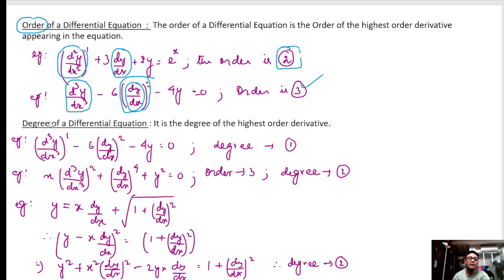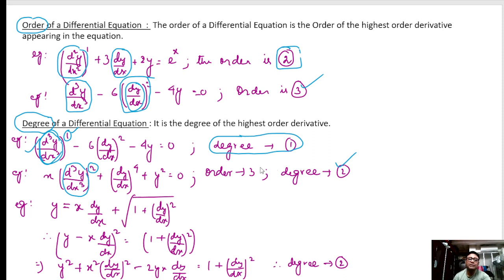Now what is the degree of a differential equation? The degree of the differential equation is the power of the highest-order derivative which you have taken. So the highest derivative I have is d cube. 3 times I have differentiated here and its power is 1, so the degree is 1. Here the highest derivative I have is this and its power is 2, so the degree is 2.